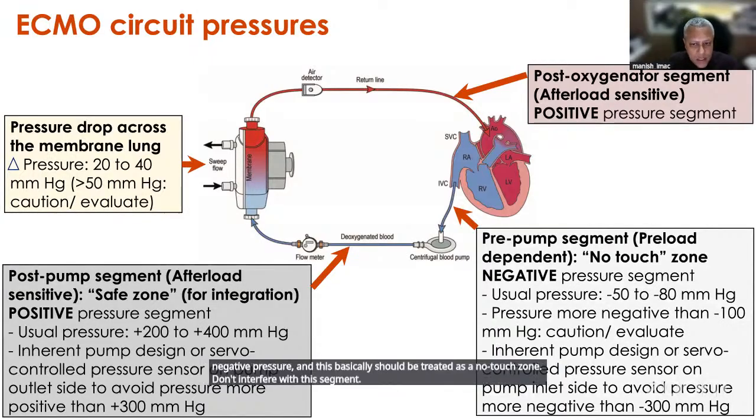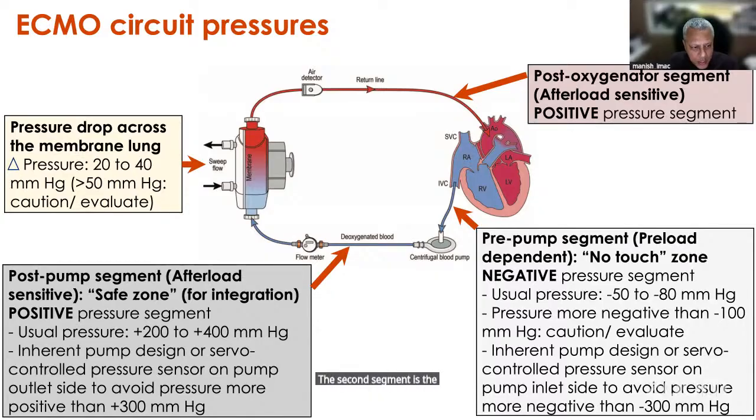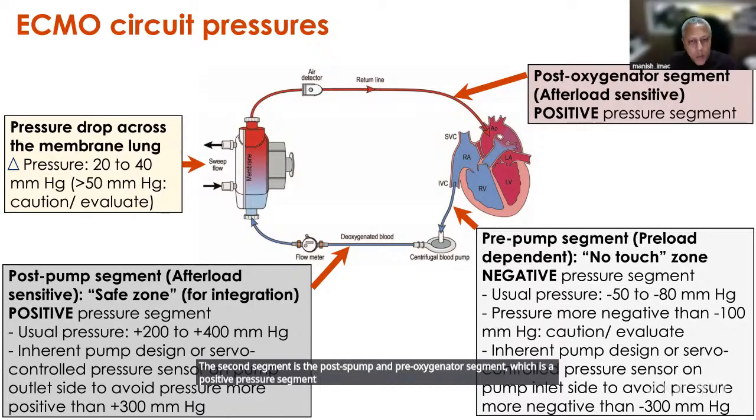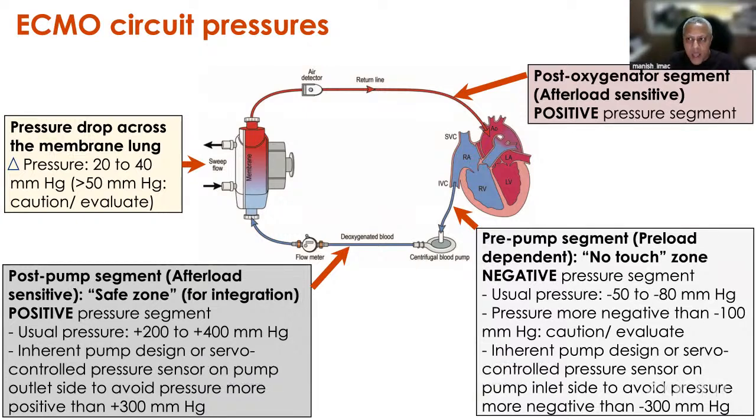The second segment is the post-pump and pre-oxygenator segment, which is a positive pressure segment. And this is probably the most safe zone, because even if inadvertently there was an air leak or something inside, the membrane will act as an air bubble trap and prevent the embolization of air into the return limb. And then, of course, you have the post-oxygenator segment, which is afterload sensitive. And this is most definitely a no-touch segment for the ECMO circuit.